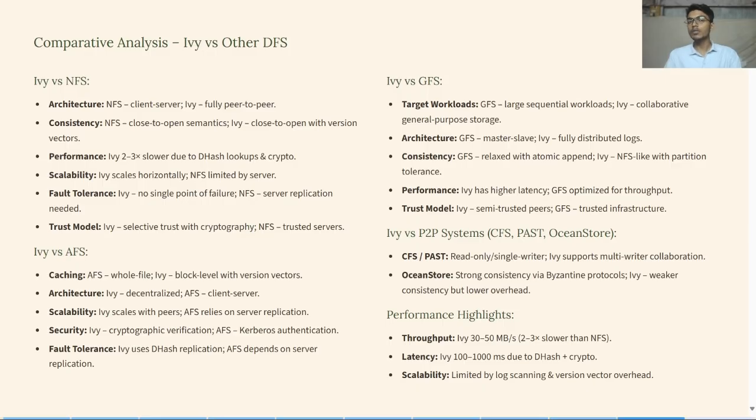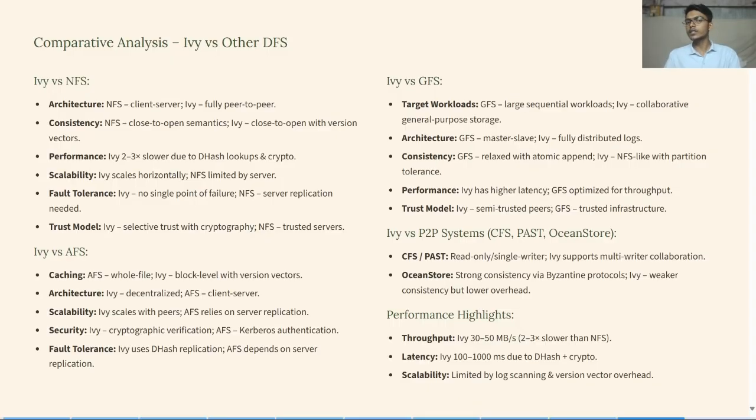Against AFS, Ivy provides block-level caching with version vectors versus AFS whole file caching, and it scales naturally with peers instead of relying on server replications. Security is enhanced through cryptographic verification, and fault tolerance leverages DHash replication.